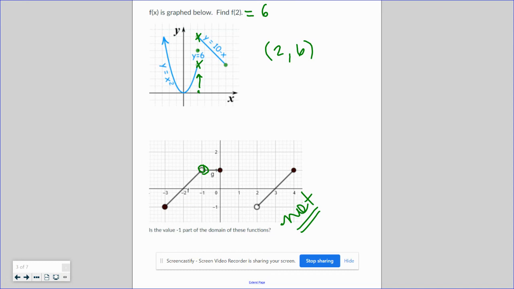For this function, your domain would be -3 included to -1, but not included, because that's an open circle, and then -1 to 0 included, because it's a solid circle, and we're using our x values because we're talking about domain, then not inclusive of 2, because that's an open circle, all the way to +4, and it is included +4 because that is a solid circle.